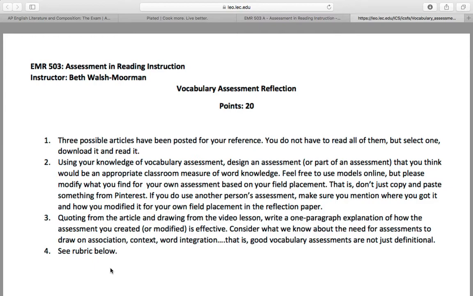I don't want you to copy and paste something from Pinterest. I do want you to personalize this, and use it to develop your own skills. When you are done, I want you to write a 1-page reflection or explanation of the assessment that you created or that you modified, and explain why you think it's effective. Given what you learned in this mini lesson, I'll call it a mini lesson because I don't think I was quite as full of knowledge as some others.